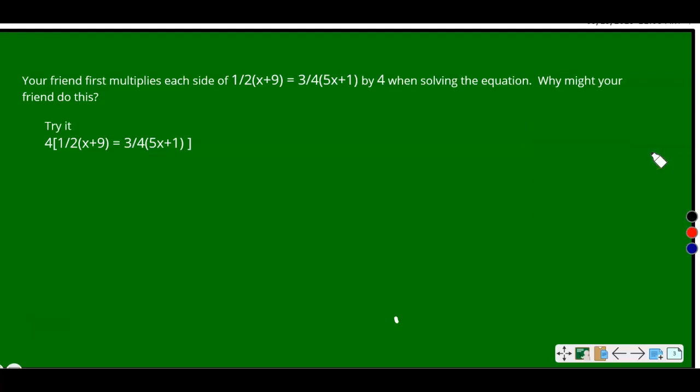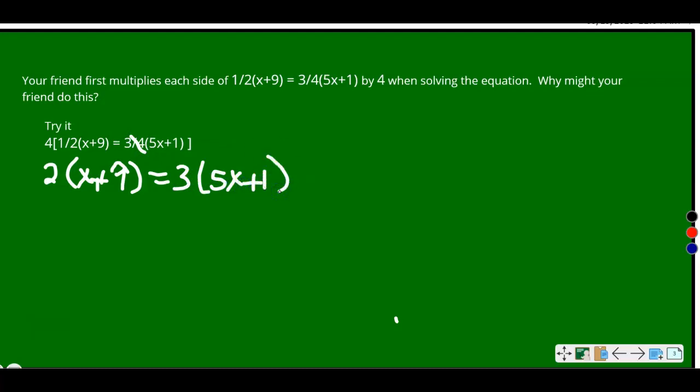All right, so 4 times 1/2, let's go ahead and make that a 2. And then x plus 9. And then 4 times 3/4 is just going to leave the 3 times 5x plus 1. So if you multiply by 4 first all the way across, what that does is immediately get rid of the fractions, and it just makes everything look a little nicer and easier. All right, so 2 times x is 2x, 2 times 9 is 18, 3 times 5 is 15x, and 3 times 1 is 3. We're solving for the unknown.